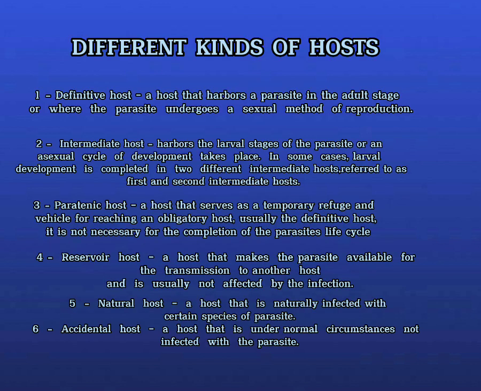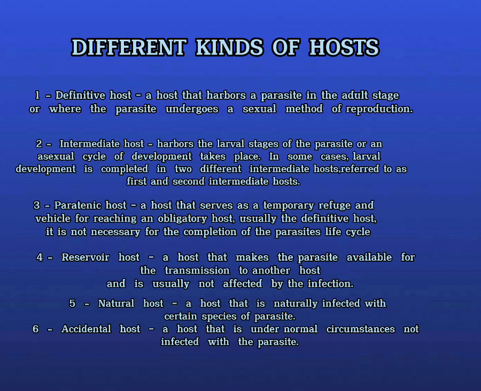Different kinds of hosts. First, definitive host, a host that harbors a parasite in the adult stage or where the parasite undergoes a sexual method of reproduction. Second, intermediate host, harbors the larval stages of the parasite or an asexual cycle of development takes place. In some cases, the larva's development is complicated into two different intermediate hosts, referred to as first and second intermediate host.